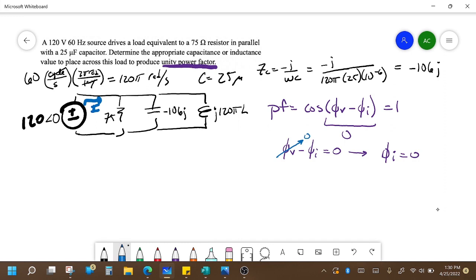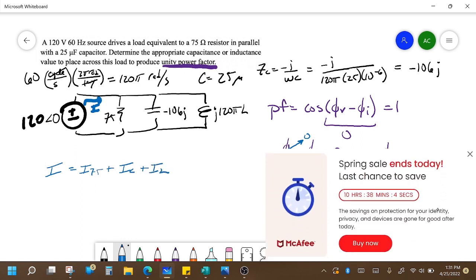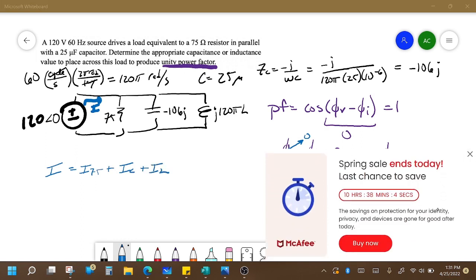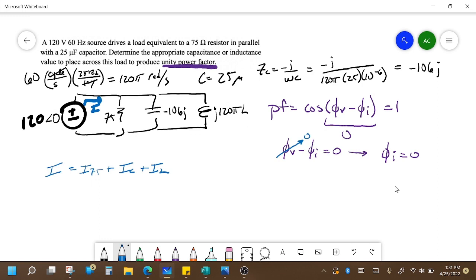So what I'm going to do is find I using superposition. I'm going to say I equals I through the 75 plus the I through the capacitor plus the I through the inductor. Okay. So you got to think about what these values in themselves do, now that I've isolated each of their effects, right?